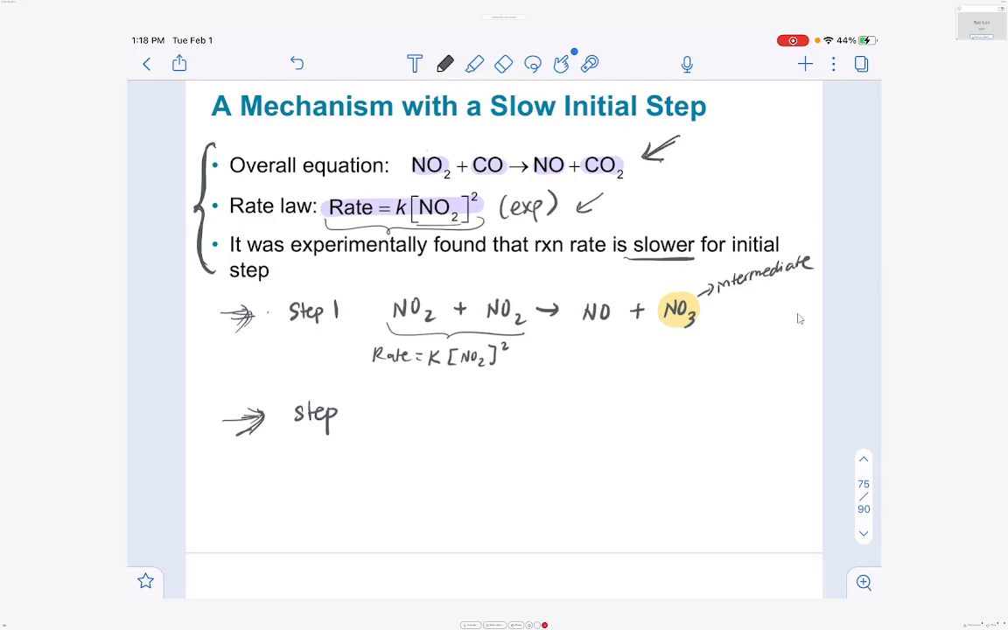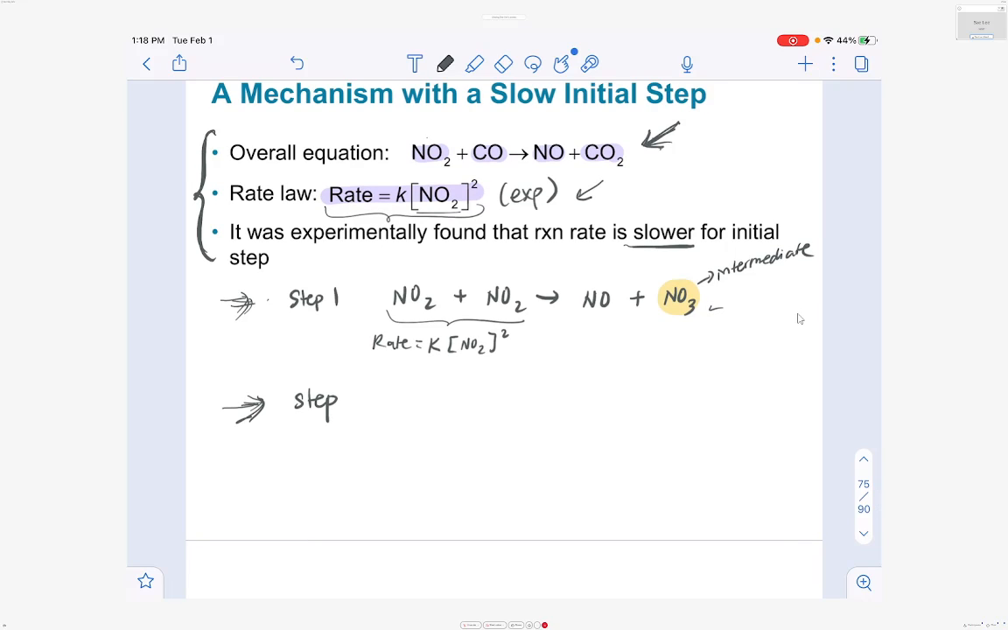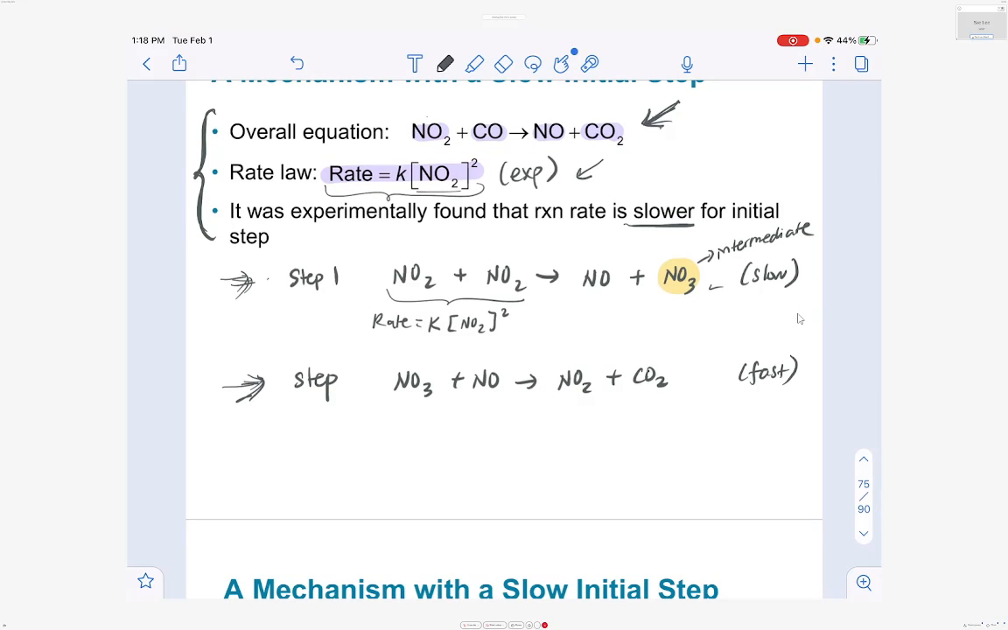So since we do not see this intermediate in the overall stoichiometry, we incorporate this intermediate along with the carbon monoxide that we did not utilize in step one. This is the slow step, this is the fast step. The fast step two reaction mechanism would be NO3 plus CO, something like this. Again, we're just proposing a plausible mechanism according to the provided information. These are the proposed steps.